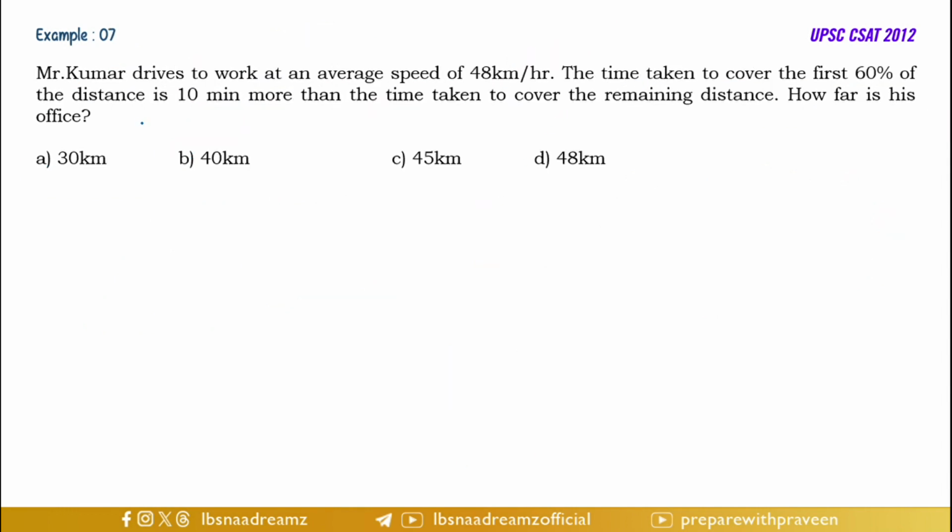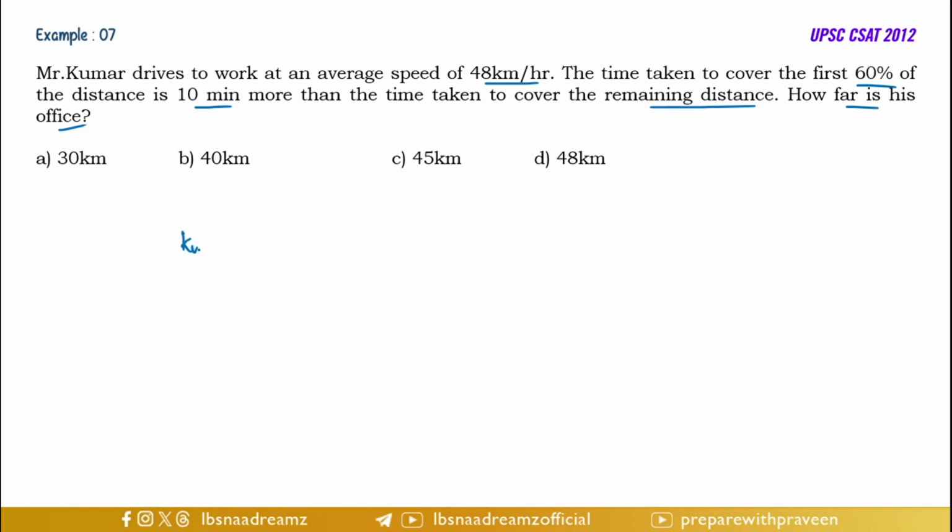Next example. Example 7. Mr. Kumar drives to work at an average speed of 48 km per hour. The time taken to cover the first 60% of the distance is 10 minutes more than the time taken to cover the remaining distance. How far is his office? So you have to find the distance.